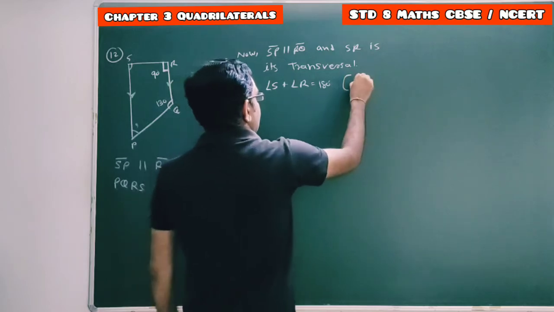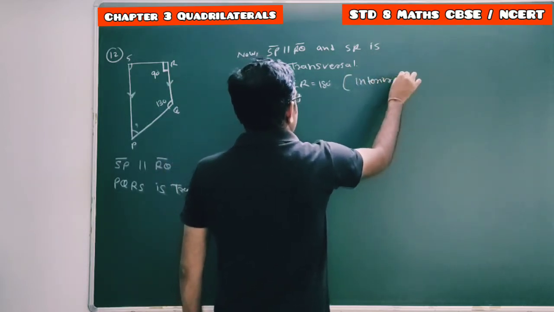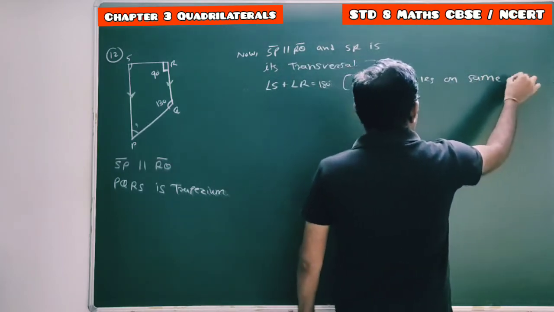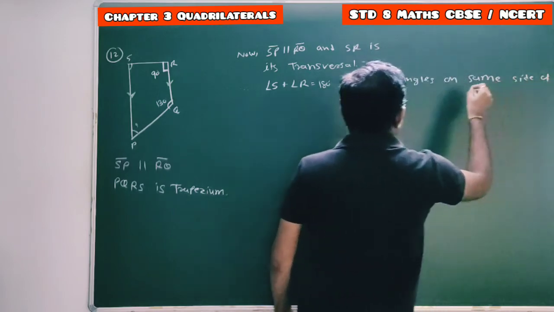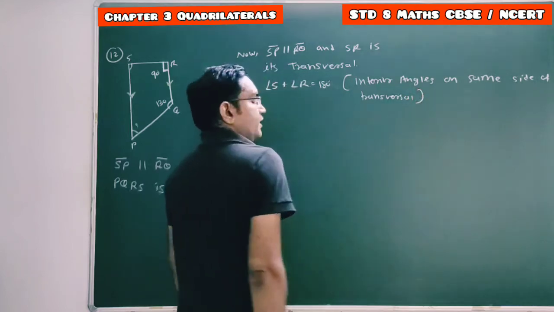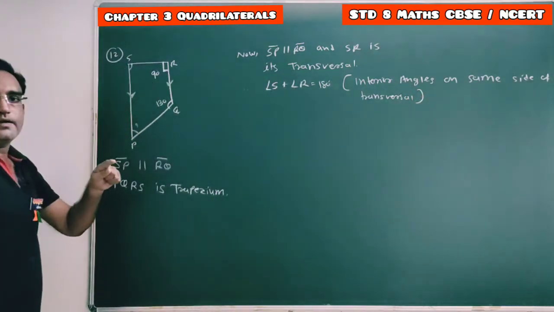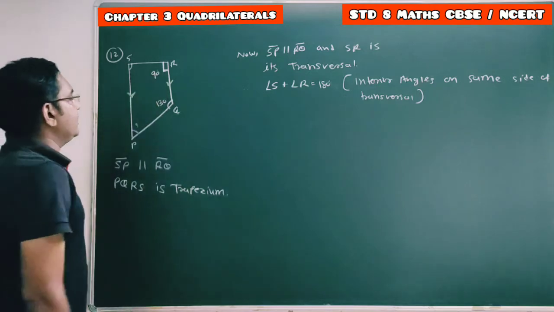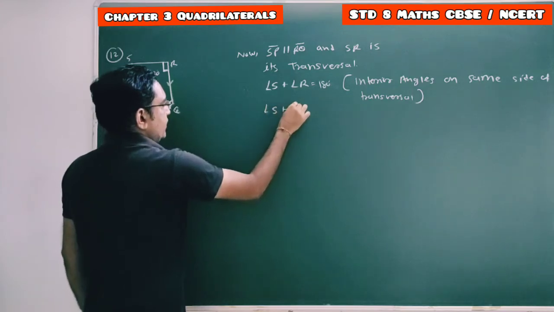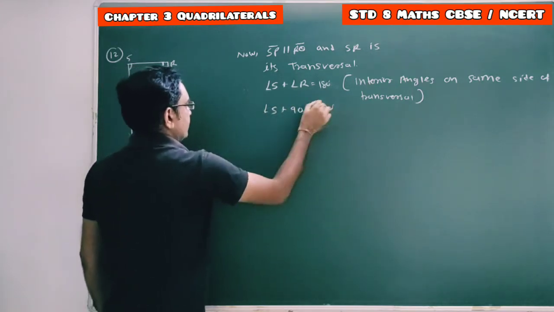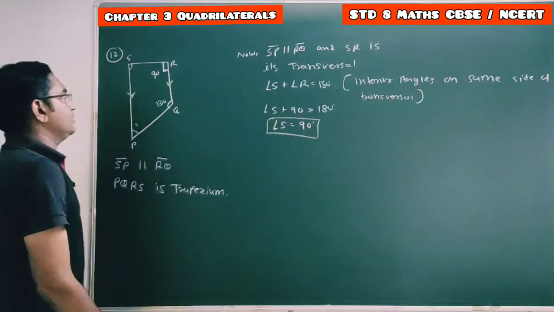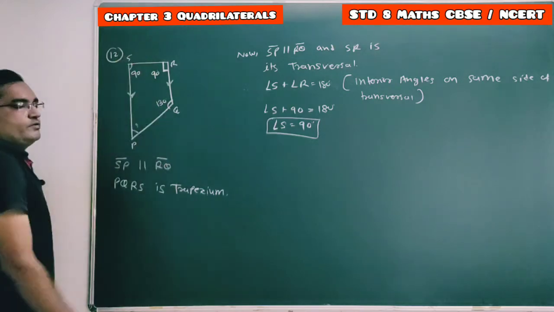Done? The reason will be: interior angles on the same side of the transversal. Interior angles on the same side of the transversal are supplementary angles, and the sum of their measure will be 180 degrees. Here the measure of angle R is 90 degrees, so we will get the measure of angle S. The measure of angle S is 180 minus 90, which is 90 degrees. So this is 90 degrees. This is our first answer.